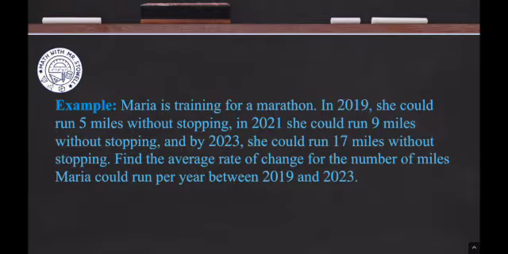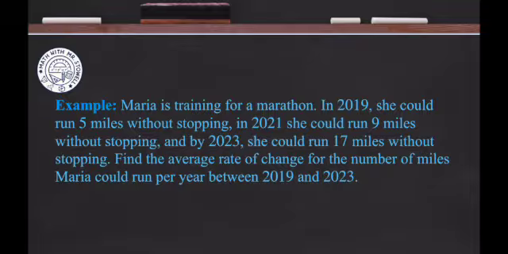Here's a second example. Maria is training for a marathon. In 2019, she could run 5 miles without stopping. In 2021, she could run 9 miles without stopping. And by 2023, she could run 17 miles without stopping. Find the average rate of change for the number of miles Maria could run per year between 2019 and 2023.